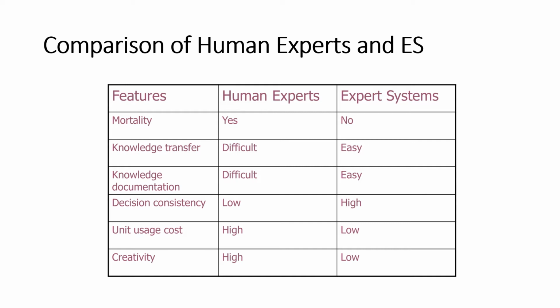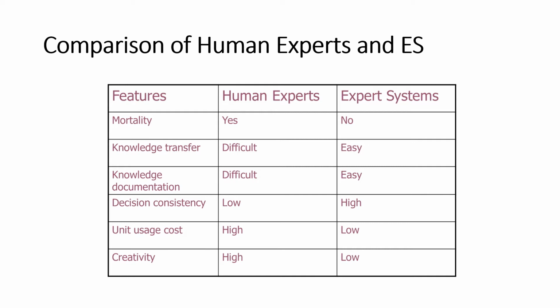Okay, so in case of human experts, knowledge transfer is very difficult, but in case of expert systems, it is very easy to transfer the new knowledge or to add the new knowledge. Similarly, we can say that decision consistency is very low in case of human experts, and decision consistency in case of expert system is very high. Creativity. Human experts are highly creative, but expert systems are not as creative as the human experts. The reason being, human experts have created this expert system. So we can say that the creativity in human experts is much more than in expert systems.